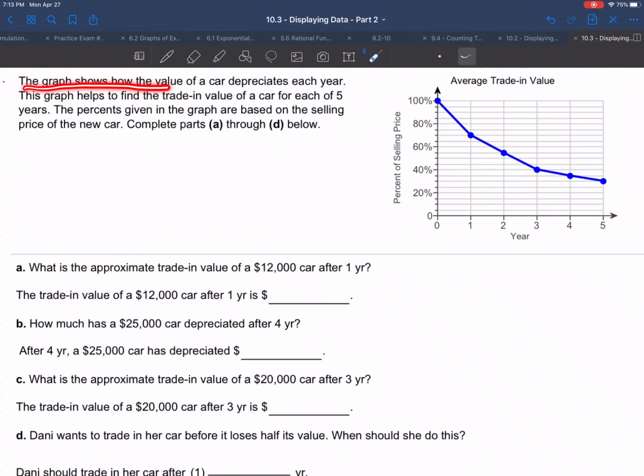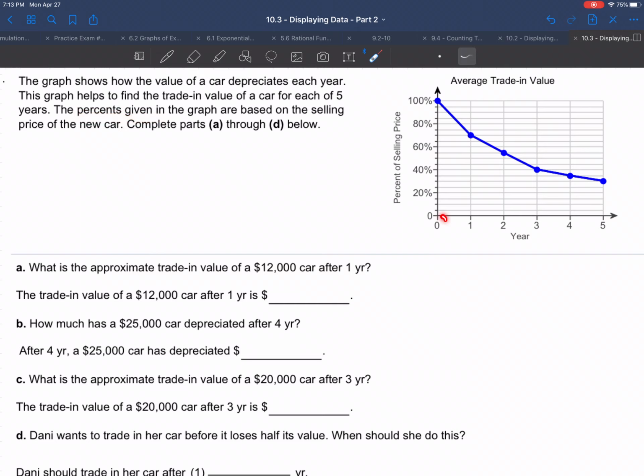The graph shows how the value of a car depreciates each year. See the value of the car going down. Here are the years on the bottom: first year, second year, third year, fourth year, fifth year. So the graph helps to find the trade-in value of the car for each of 5 years.